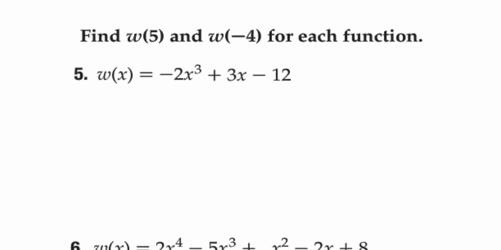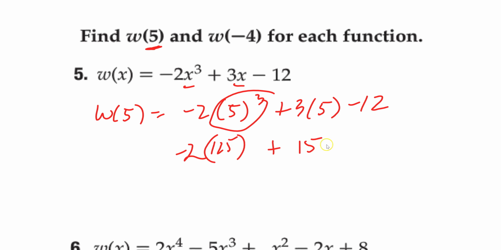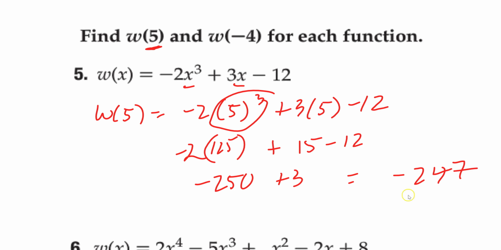A little review, right? Remember how we enter in values for each function? So if you see W(5), all that means is you're going to plug in the 5. We'll do the 5 for this one, do the -4 for the one down there. For all the x's, right? So W(5) just means -2 times 5 to the third, plus 3 times 5, minus 12. Do the exponent first. So 125 times -2, plus 15, minus 12. That'd be -250 plus 3, so -247.